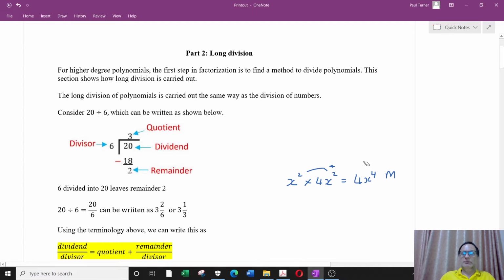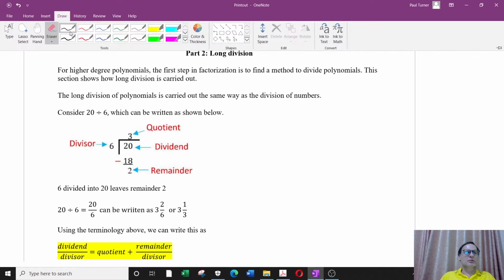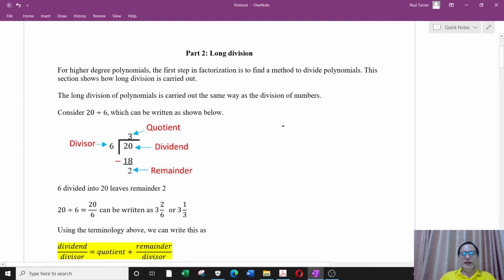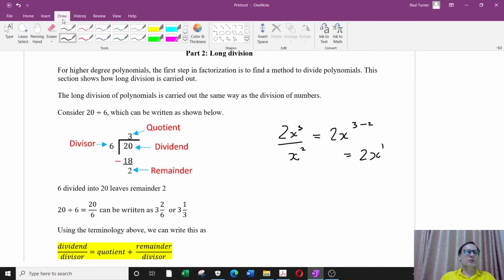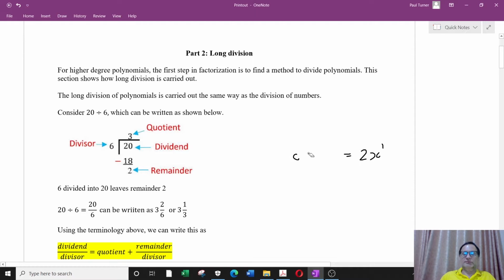Let's clear out our board. Okay, division is a little bit more difficult for many questions. For example, a simple one would be 2x cubed divided by x squared. These are both polynomials. This is a cubic polynomial, this is a quadratic. So when we divide, we subtract the power. 2x cubed, minus 2, we'll get 2x to the power 1. That's a very simple division, but unfortunately, they're not all simple like that, as we'll see soon.